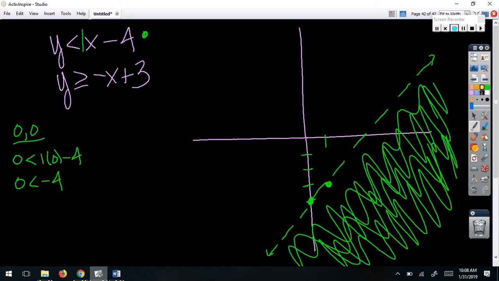Let's do a good contrasting color here. We'll do yellow. Slope-intercept form again. Where do I start? y equals 3. And then I do what? Negative 1, which tells me what? Down 1, right over 1. Is it solid or dashed? Solid.